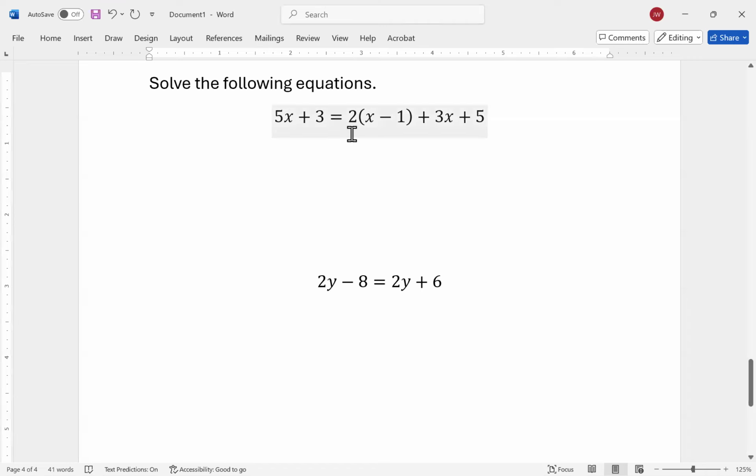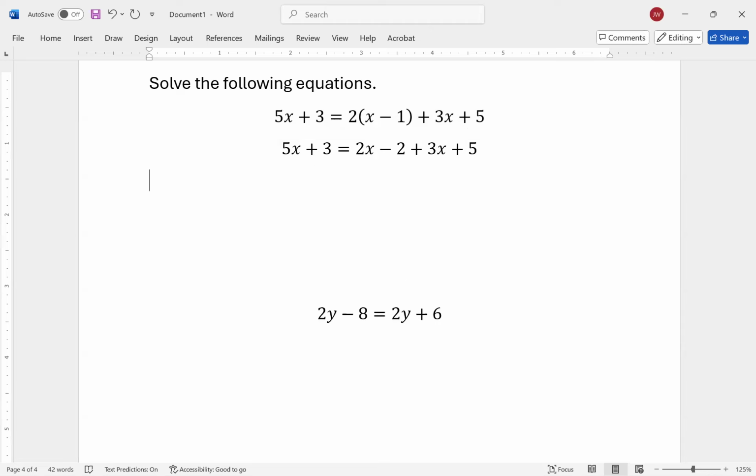In this first equation, on the right-hand side, there's a lot of simplification that can be done. On the left-hand side, it's as simple as we can make it. So on the left-hand side, it's still 5x plus 3. On the right-hand side, the first thing I would do is distribute the 2 into the terms inside the parentheses. 2 times x minus 2 is what you'd get there. And then you'd have to add 3x and then add 5.